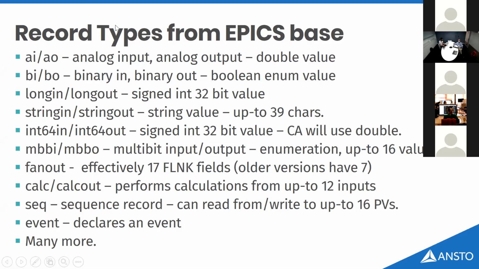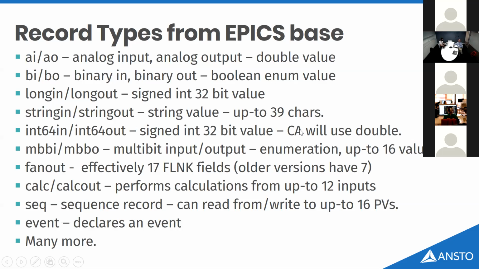So analog in, analog out, for inputting and outputting double values. BI, BO for binary values, Boolean. You can define your own enum fields associated with that, so you can define it to be set and clear, on and off, left and right, whatever is applicable. Long in, long out, signed 32-bit integers. String in, string out for 39 character strings. These are relatively new ones, int64 in and int64 out. There's a signed 64-bit value, cut and paste error there.